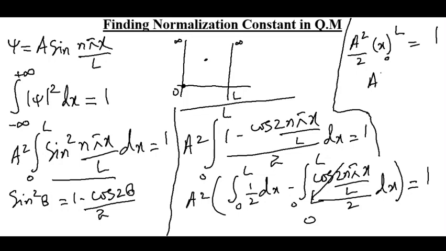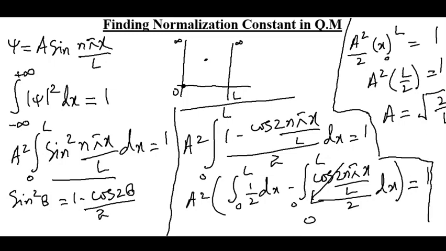When we put these limits, then it will be A squared into L over 2 is equal to 1, and our simplification gives us the value of A as square root of 2 over L. So this is the value of this normalization constant A.